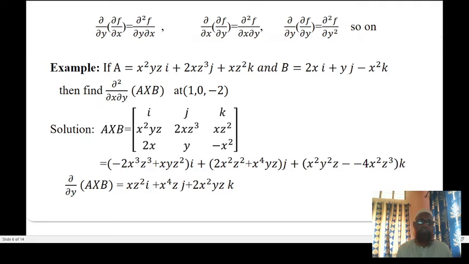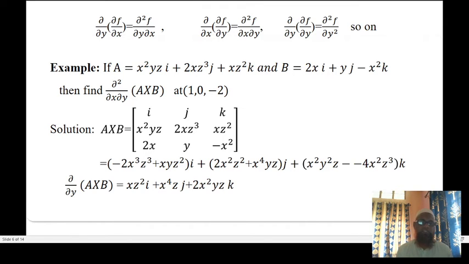So taking alternate signs, anticlockwise, first we take the multiples of, that is 2 x into x z square, so 2 x square z square. Next minus, minus into minus, plus x raised to 4 y z into j, plus k into x square y square z minus 4 x square z cube k.